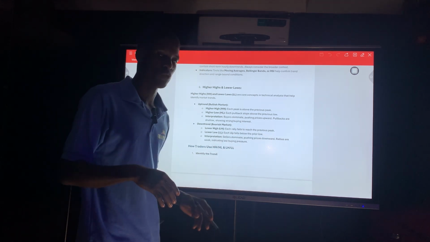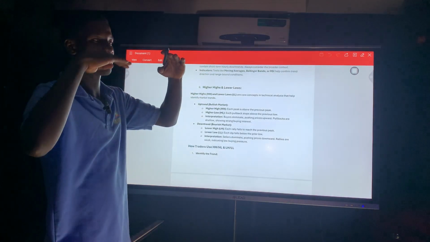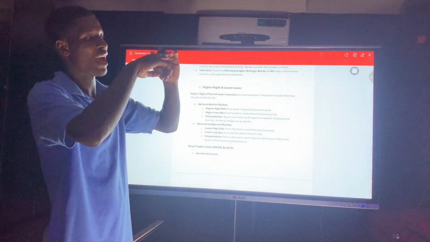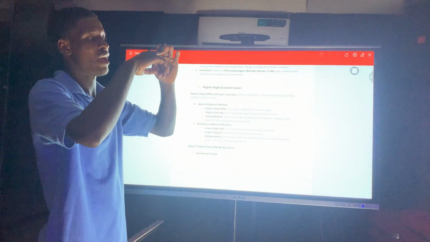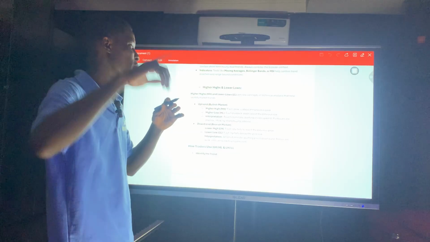above the previous low. This is the low, this is another low, then the market comes back to take this particular low. So this is a higher high and this is a higher low, sorry. Then the market continues the uptrend.